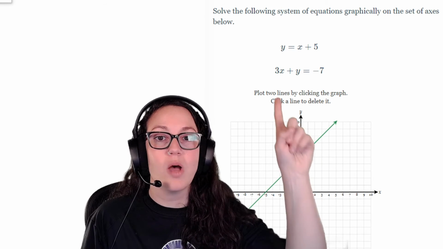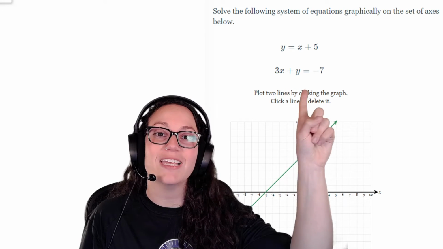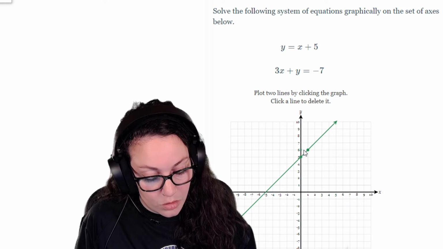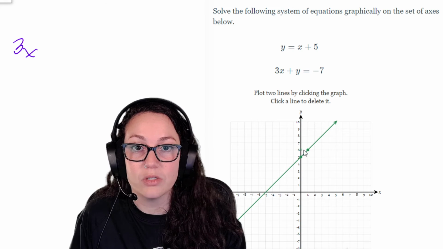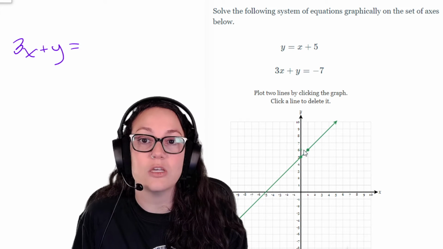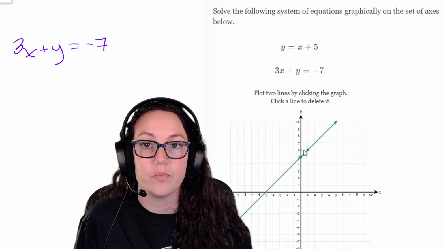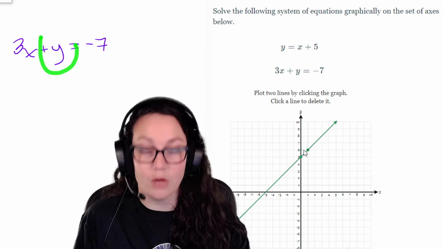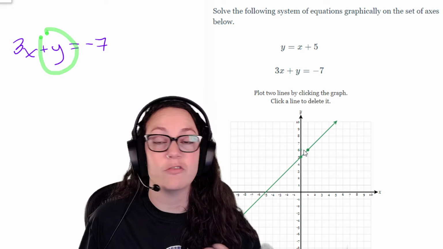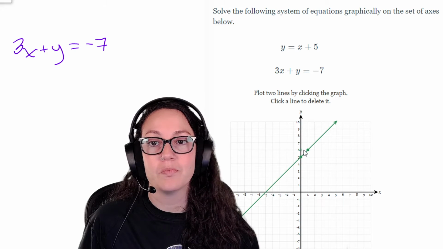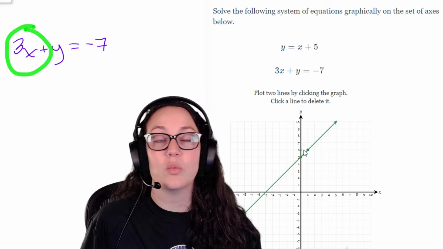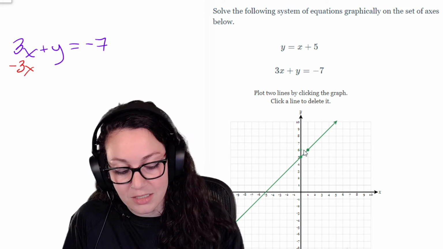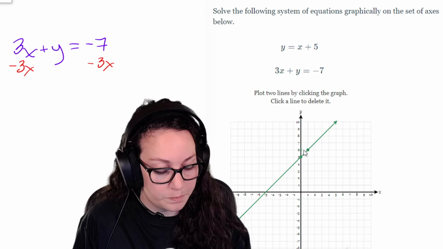Next, we have this 3x plus y equals negative 7. We need to isolate y. So I'm going to say 3x plus y is equal to negative 7. This one is going to be pretty straightforward to isolate y because check this out. There's already one y positive, and all we need to do is get it by itself. To do that, this is what's in the way of it being by itself. I'm going to subtract that onto the other side. Minus 3x, did it to one side, have to do it to the other.